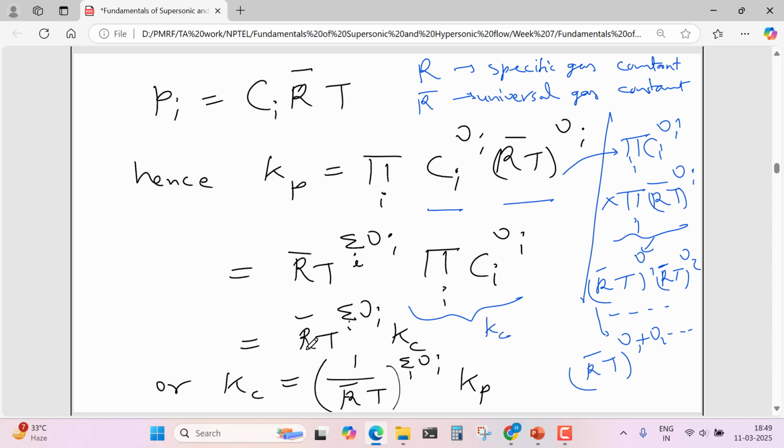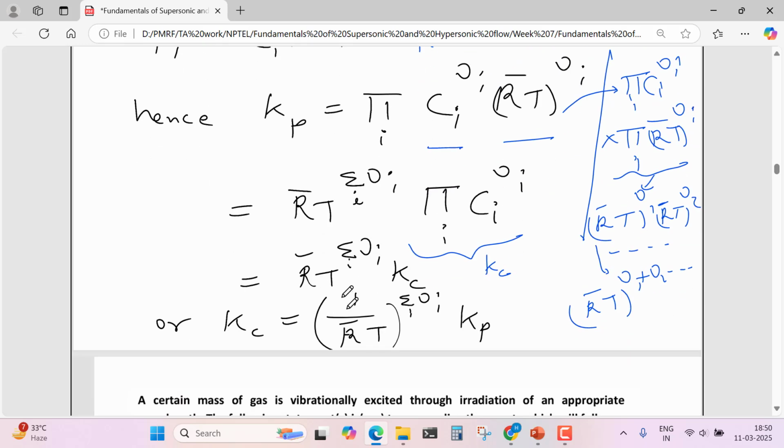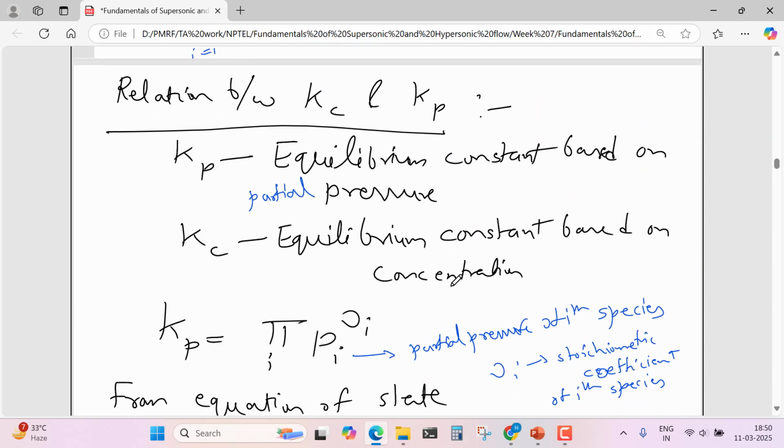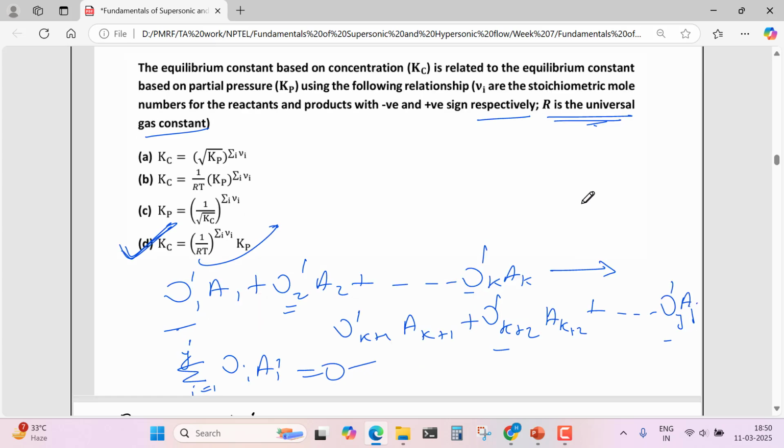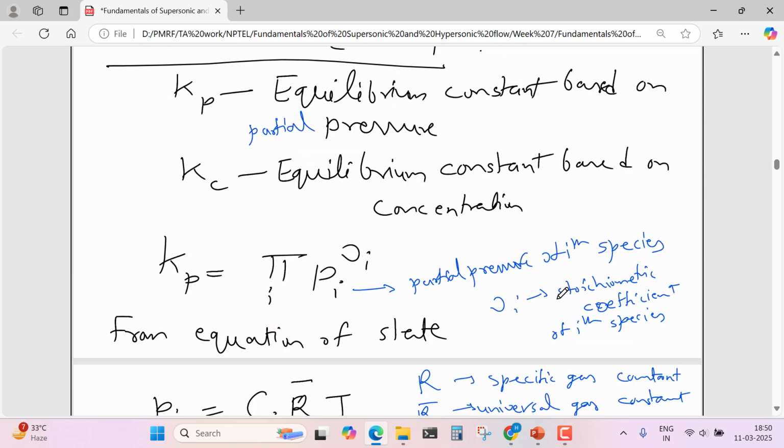So we get Kp equal to R bar T to the power sigma i mu i times Kc, or we can take this term to the left hand side, and we get Kc equal to 1 upon R bar T to the power sigma i mu i into Kp, which is nothing but option D: Kc equal to 1 by RT to the power sigma i mu i, Kp. Here they are using R for the universal gas constant, and I am using R bar.